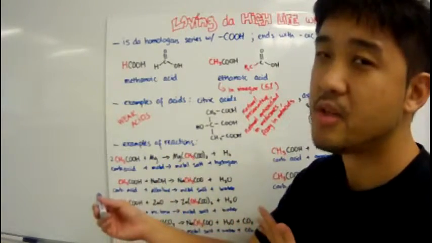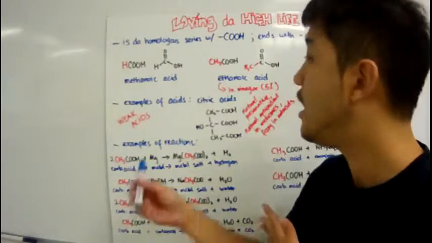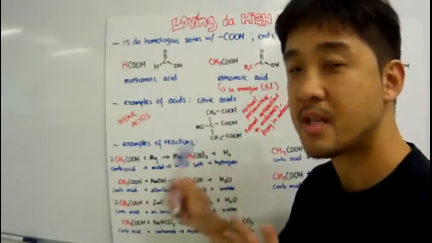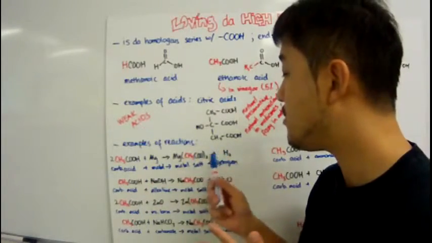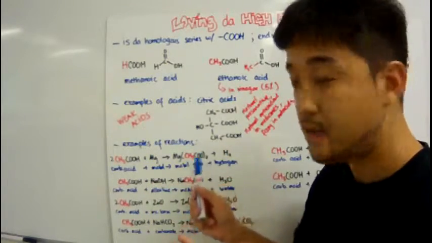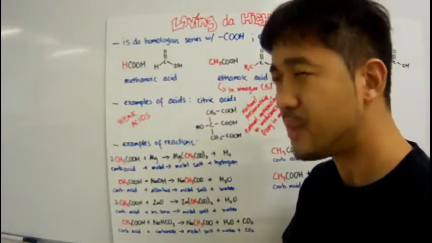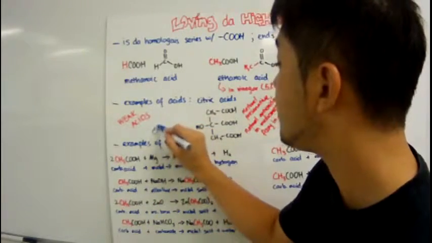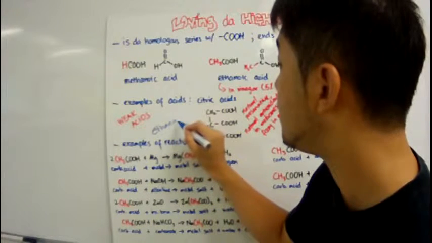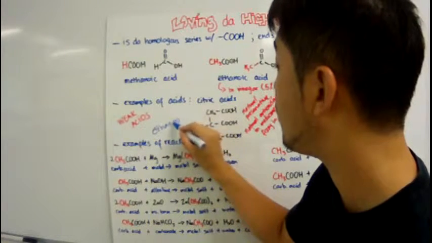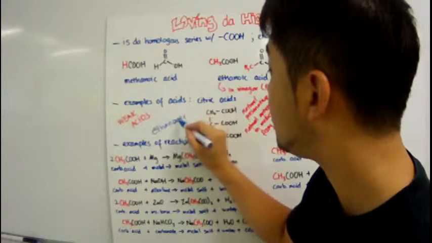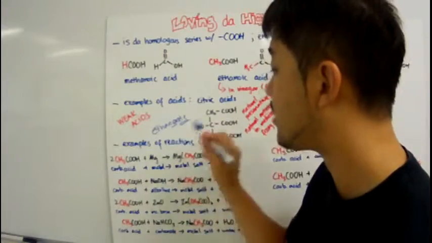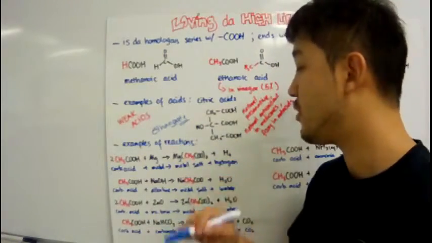The example I'm going to use here, and in all these examples, is ethanoic acid. So you have 2 moles of ethanoic acid reacting with magnesium, you get your magnesium ethanoate, okay, and hydrogen. Alright, how do you spell ethanoate? It is O-A-T-E, so no 8. Alright, ethanoate.